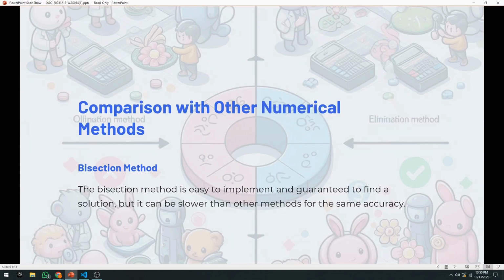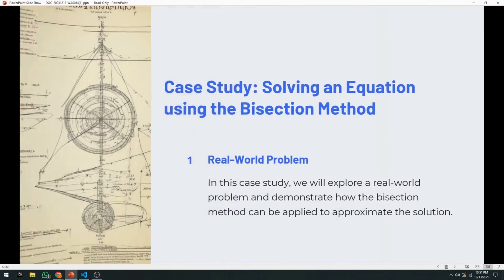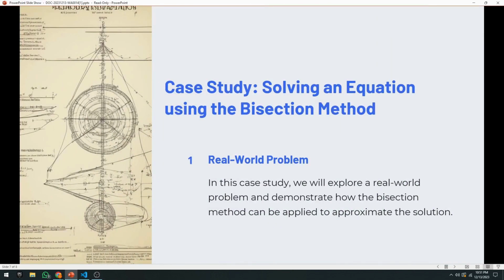Assalamu alaikum everyone. As today we are discussing the bisection method, I'll be explaining the bisection method in comparison with other numerical computing methods. As we know, the bisection method is a root finding algorithm which is particularly simple and robust. However, its convergence is relatively slow compared to other methods, especially for functions with complex behavior.